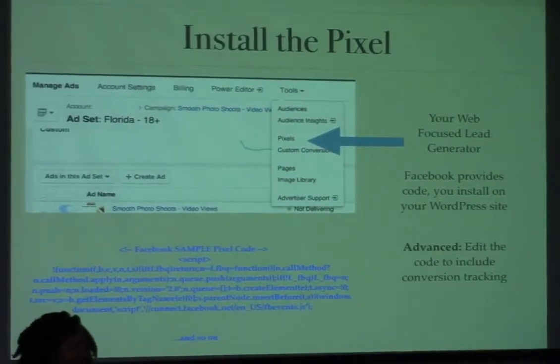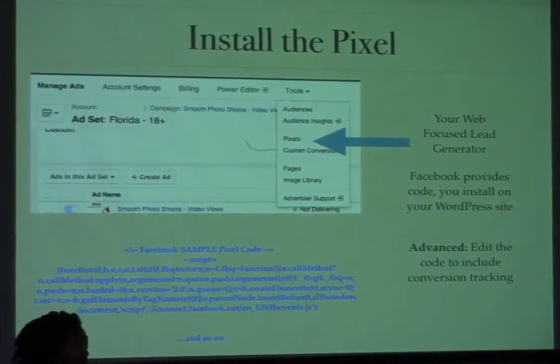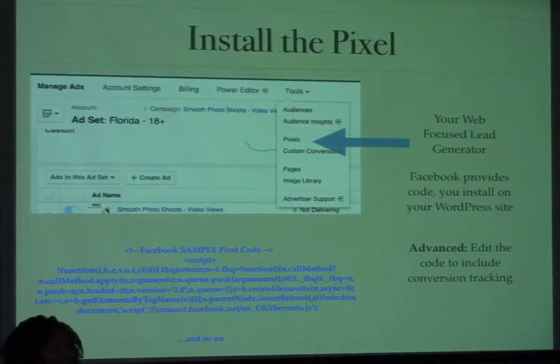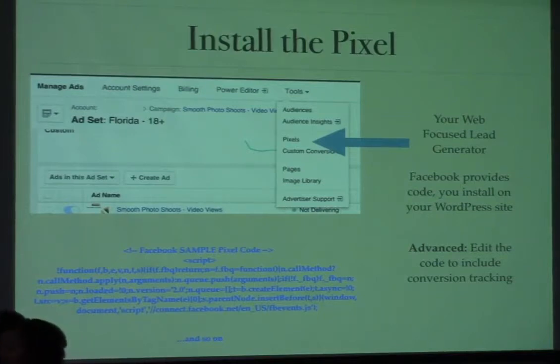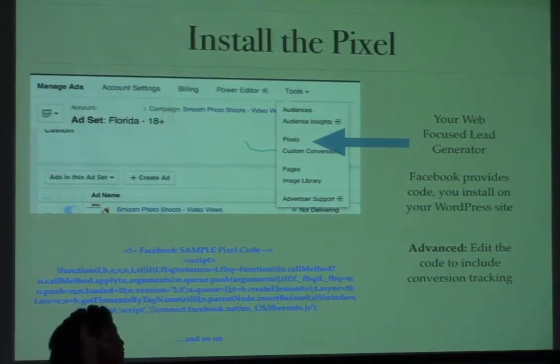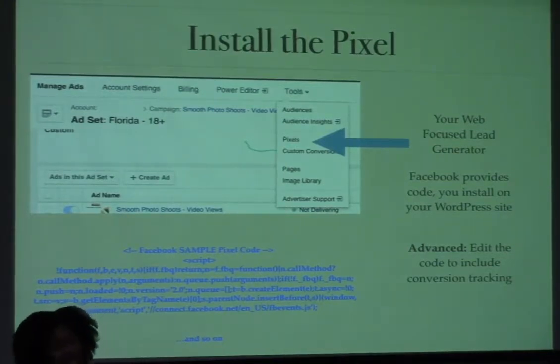Now, not every time the person clicks the button from your ad to go look at your website. Every time any person in the world goes to your website, Facebook is tracking that, and then Facebook will come back, and if they're on Facebook, they're going to see your ad.